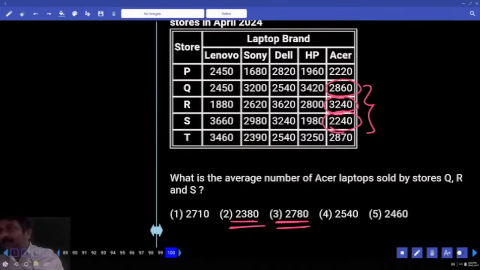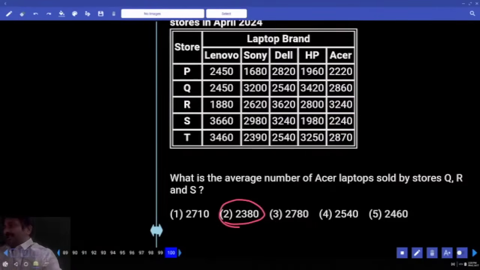If it is 2,300, this is approximately 500 more, and this is approximately 900 more. This is very close to 2,300, but that can never be nearby 2,300. It will be far more than that. Understood?